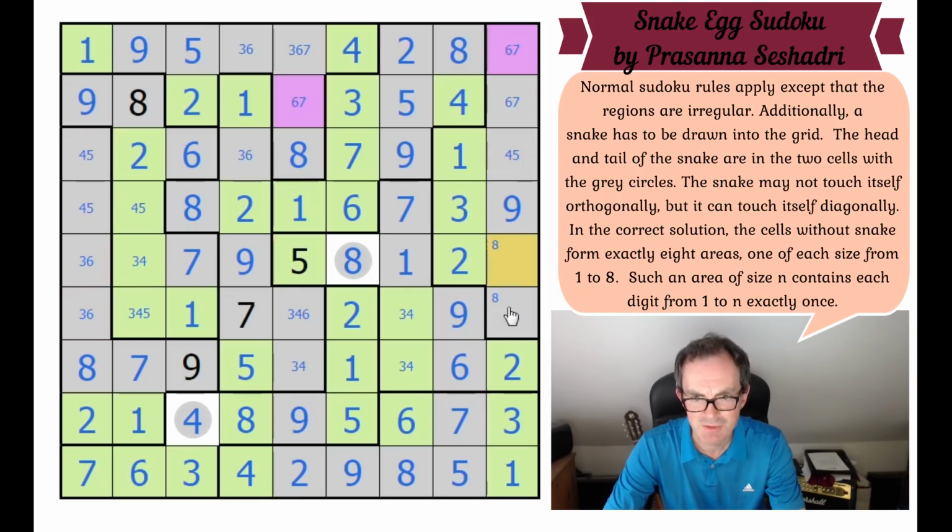I must be able to do the 8. Yeah, why on earth have I not done that 8 yet? It's just me not looking at it. So this has got to be 4 or 6. And this is a 6-7 pair, so that's got to be 4. That's got to be 5.